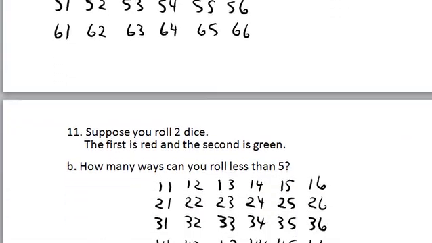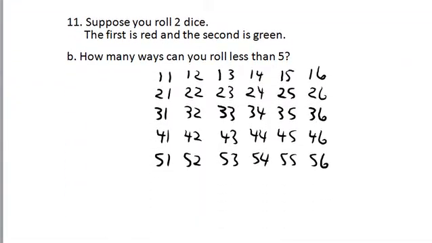And you can see that that's the case because if you look at this problem, it says suppose you roll 2 dice. The first is red and the second is green, same as before. How many ways can you roll less than 5? Now this is where you can see the benefit to writing out the sample space this way, because you can see that 4, 1 is 5, 3, 2 is 5, 2, 3 is 5, 1, 4 is 5.